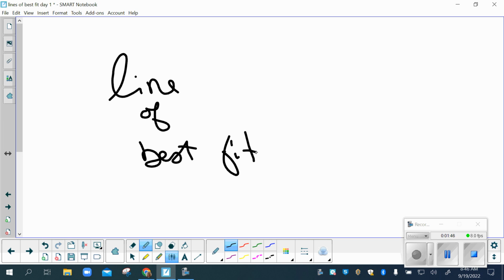And what we do is we take real life data, we graph it, we see if there is a pattern, we make an equation for that pattern, and we use that data. That's how real science works, and it's called line of best fit. And we're going to use pretty simple lines.